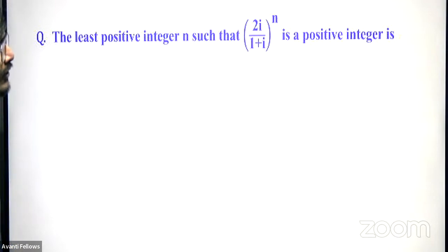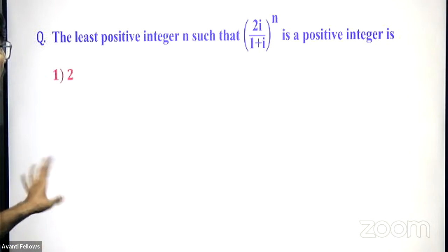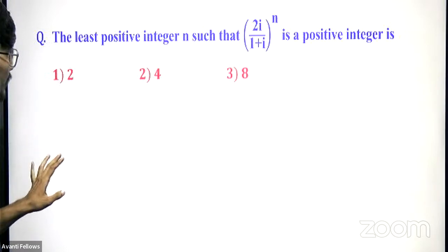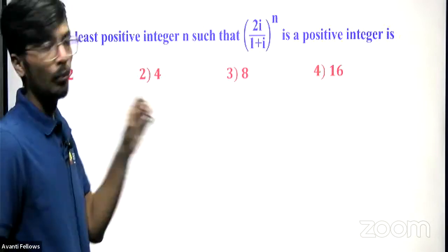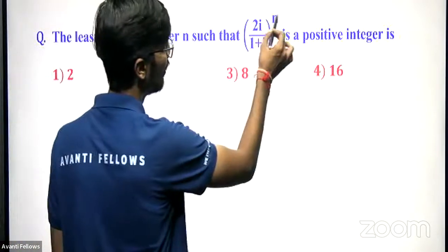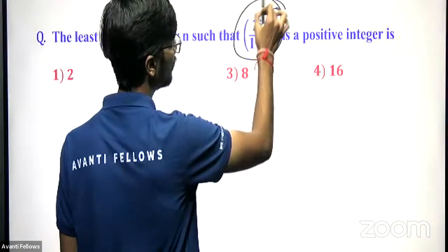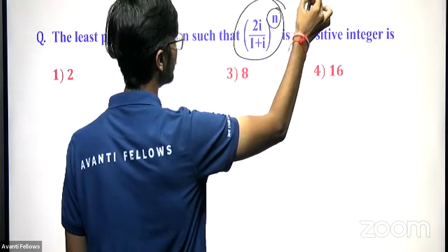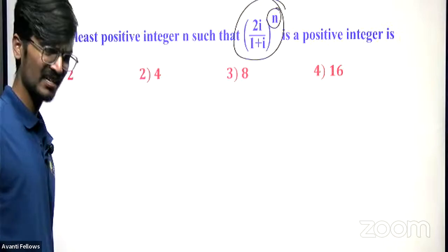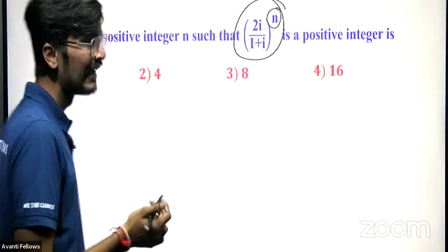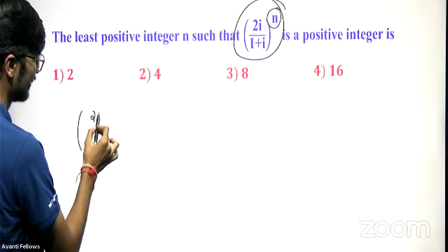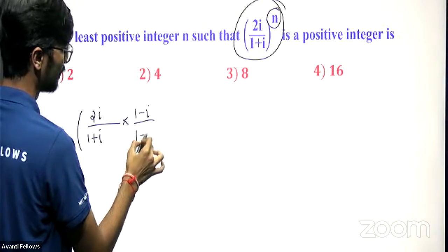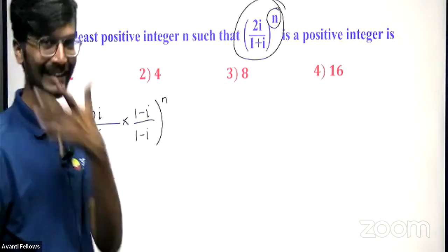Same, least positive integer is. These are our options. What do we have to find? We have to find the value of n such that this whole is a positive integer. So let's rationalize. Whenever we see division, we'll simply rationalize. So if we rationalize, I'll get 2i upon 1 plus i into 1 minus i upon 1 minus i raised to the power n. Is it clear?